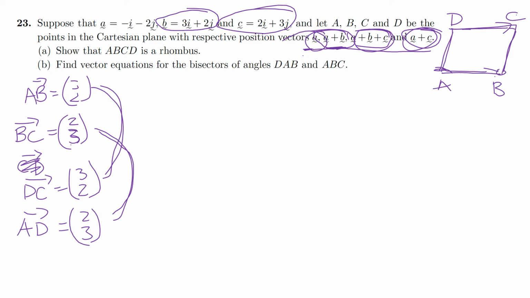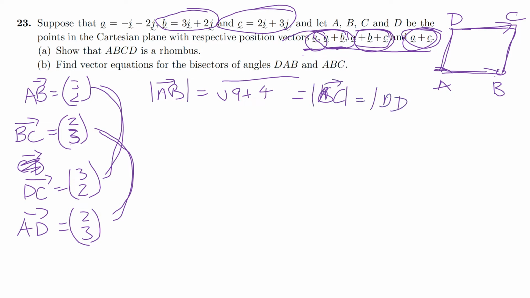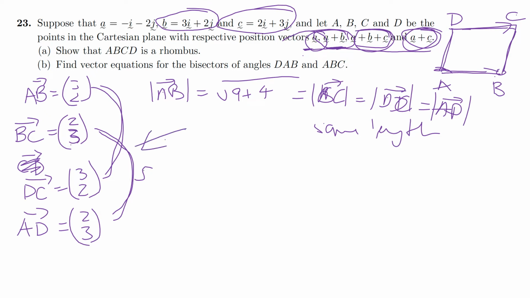parallel sides, and if we think about their lengths, they are all going to be 3 squared plus 2 squared, and it doesn't matter. Same with BC, same with DC. So they're all going to be the same length, and the same directions. So what I would explain is that there are two pairs of parallel sides and they're all the same length, so it must be a rhombus.